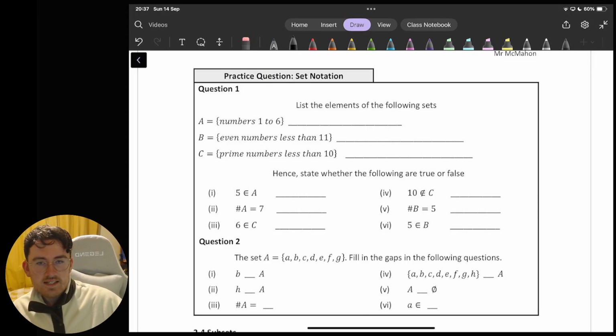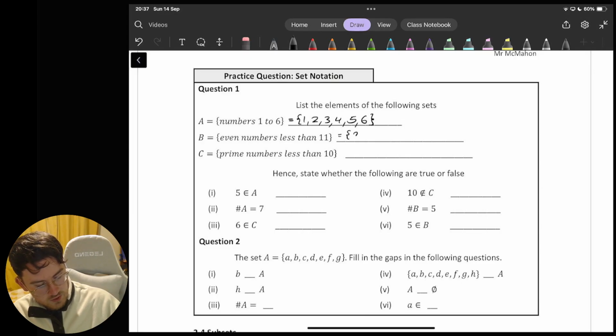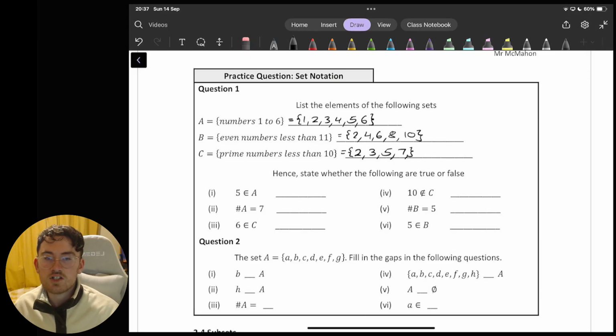So the first thing is to list the elements of the following sets, and the first set is the numbers from 1 to 6. So again, if I'm listing them, I make sure I'm using my brackets. I put a comma between each element to distinguish them, and I close my bracket at the end. Even numbers less than 11, the first one obviously 2, 4, 6, 8, 10, and prime numbers less than 10, well, we said the first prime number is 2, 3, 5, 7. And yeah, that's going to be all.